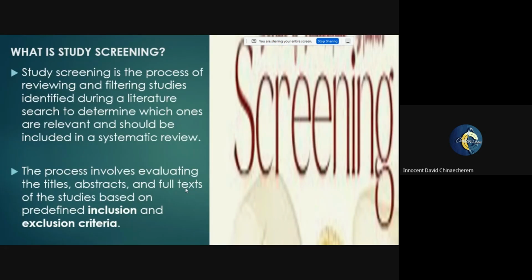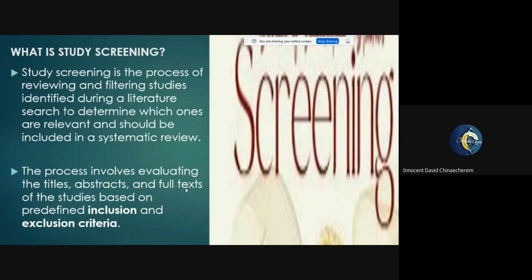We have to now have a look at study screening. What is study screening? Somebody might ask. Now, study screening is a process of filtering studies that are identified during a literature search. So when you perform a literature search, you need to review these studies and filter them, so you can be able to choose the ones that are very relevant to your review. So how do we even screen for studies?